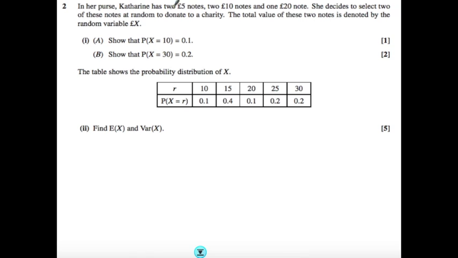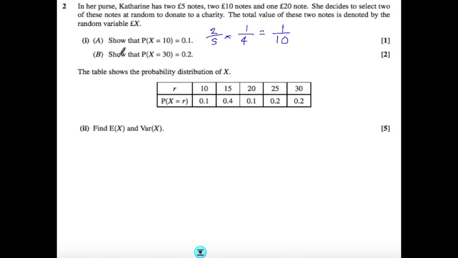So to get £10, you'd have to select both £5 notes, and in total she's got 5 notes. So it would be 2 out of 5 times 1 out of 4. So she's got to get the first £5 note, which she's got a 2 in 5 chance, and then there's 4 notes left, and only one of those is the other £5 note. So that will give you 2 over 20, which is 1/10, which is 0.1.